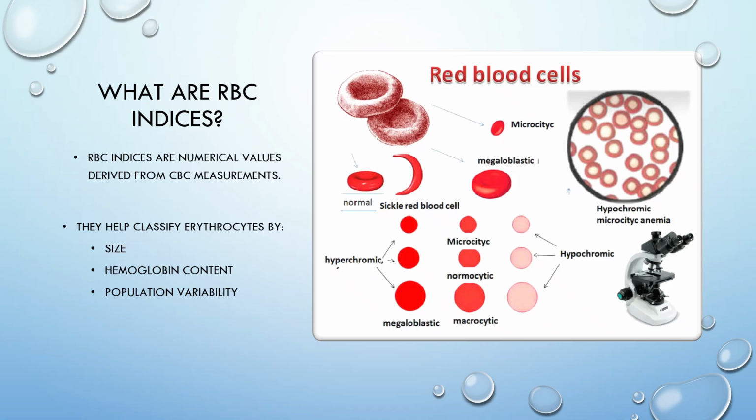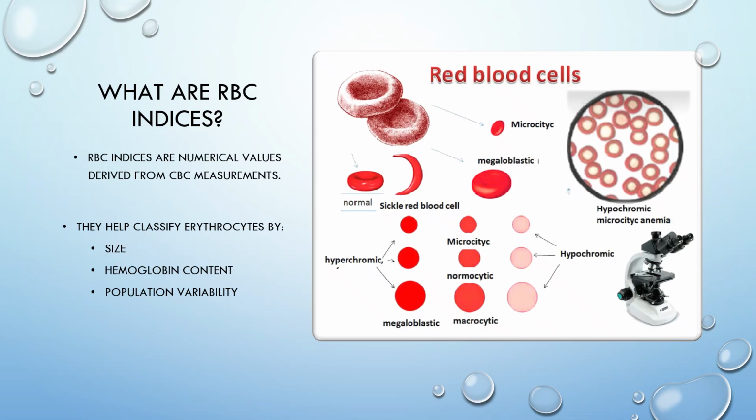First is size. Are the red blood cells smaller than expected, larger than expected, or within the normal size range? Second is hemoglobin content. This tells us how much hemoglobin the average red blood cell contains, or how concentrated that hemoglobin is inside the cell. And third is population variability, meaning how uniform the red blood cell population is. Are most cells roughly the same size, or is there significant variation within the population?